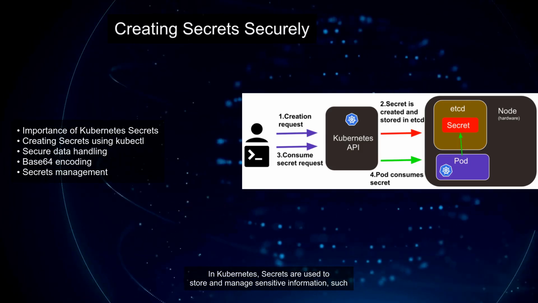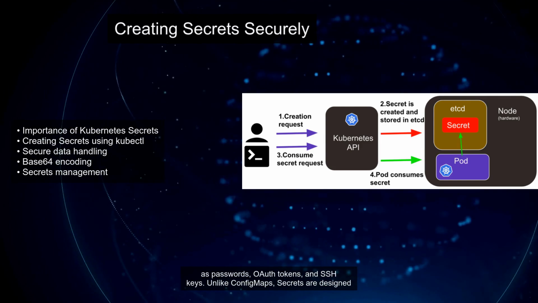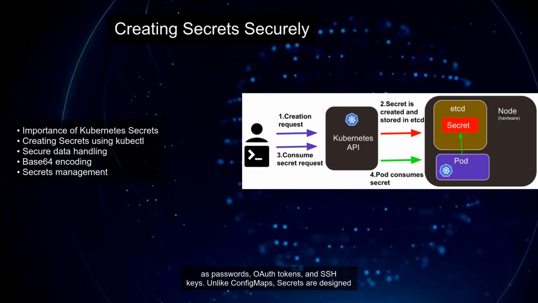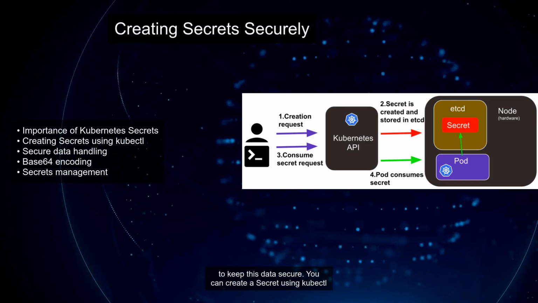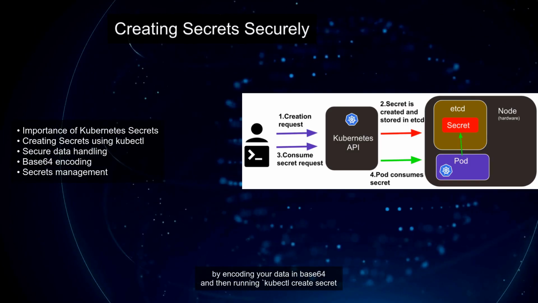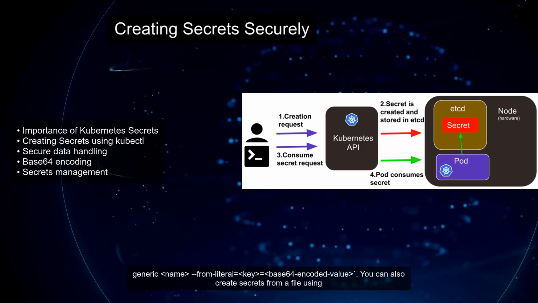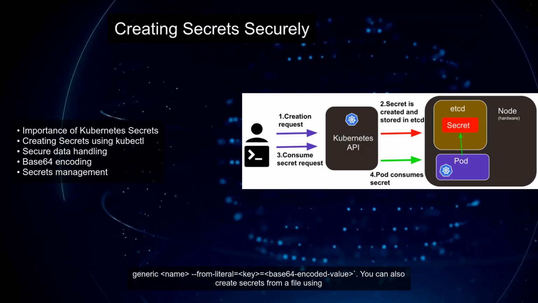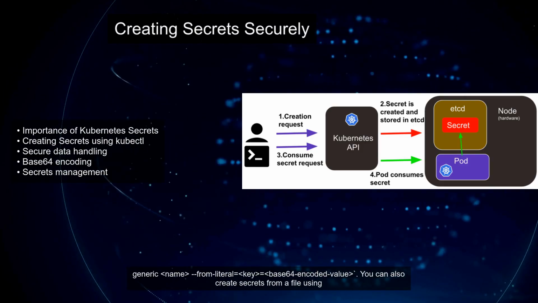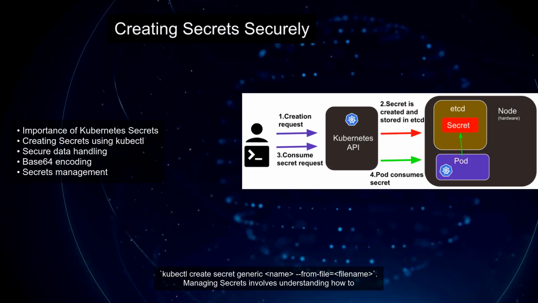In Kubernetes, secrets are used to store and manage sensitive information, such as passwords, OAuth tokens, and SSH keys. Unlike ConfigMaps, secrets are designed to keep this data secure. You can create a secret using kubectl by encoding your data in base64 and then running kubectl create secret generic name --from-literal=key=base64-encoded-value. You can also create secrets from a file using kubectl create secret generic name --from-file=filename.